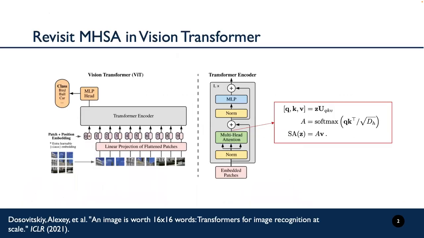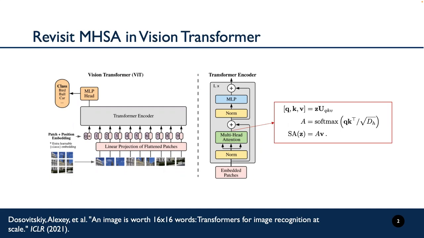Let's first take a look at the multi-head self-attention in vision transformer. This figure is from the first vision transformer, ViT. You can see it consists of a transformer encoder, and the transformer encoder contains multiple transformer blocks. In each transformer block, it has a multi-head self-attention module, which is the key to capture long-term dependencies between tokens.